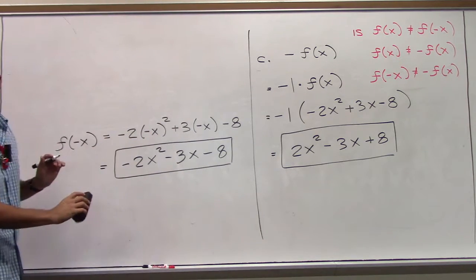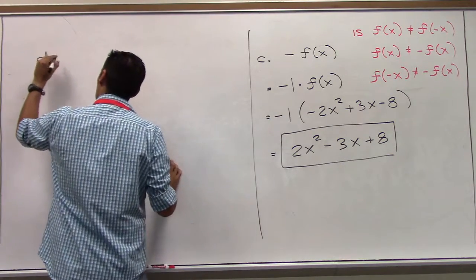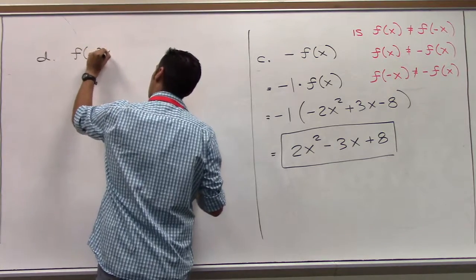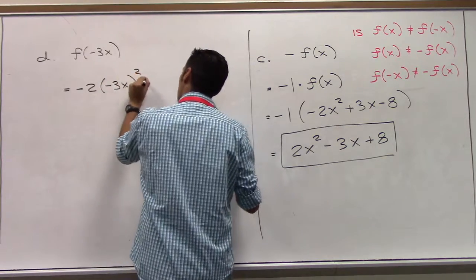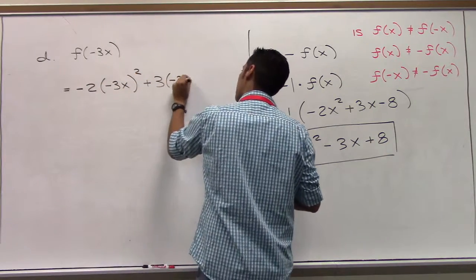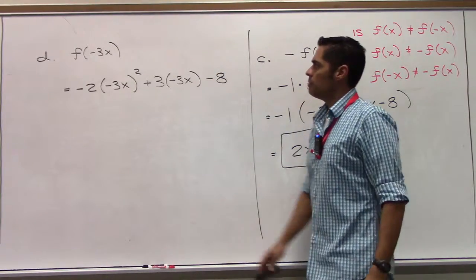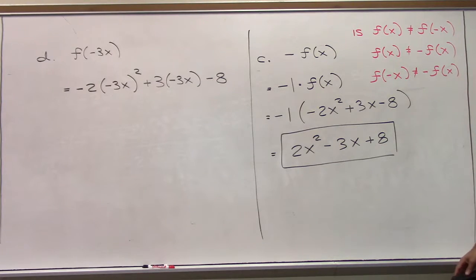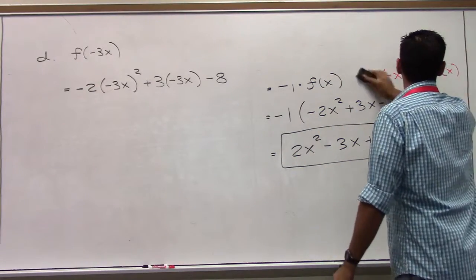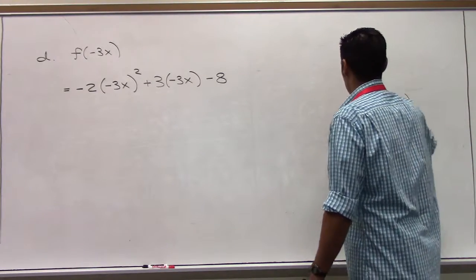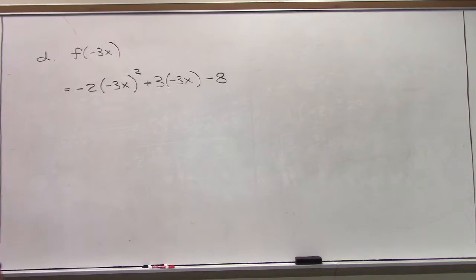All right, now part D. F of negative 3x is negative 2, negative 3x squared plus 3 times negative 3x minus 8. Did I get that right? Yes. So for this one, I really just want to make sure that you're plugging things in appropriately. Anybody want to tell me what the first term is? Well, you know what? I'll give you a minute, and then I'm going to ask.